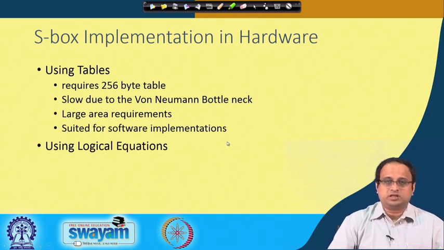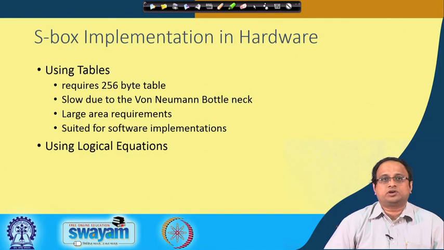So the other important layer in AES implementations is the SBox. As I said, the SBox is nothing but a lookup table where you are substituting a byte with another byte. So one way of implementing it would be by using tables. You would probably require a 256 byte table, and you can do your implementation by just developing a memory based implementation.